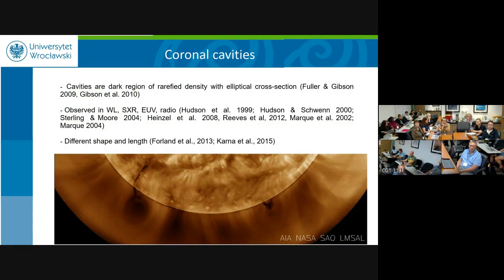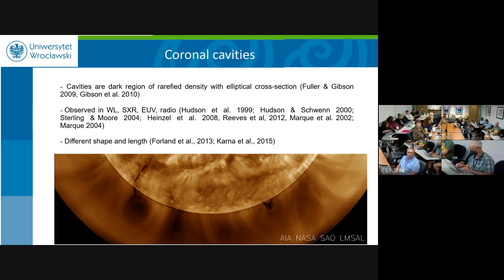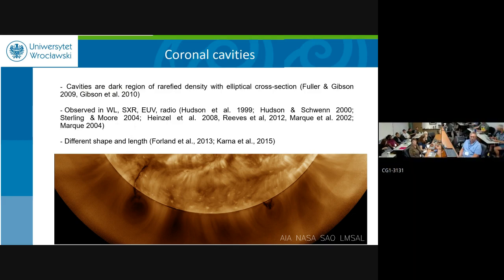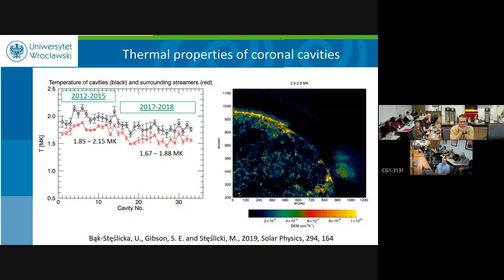Cavities are dark regions of rarefied density with elliptical cross-section. They are observed in a wide wavelength range from the radio to soft X-ray. And you can see a very nice example of the cavities observed by AIA 193 angstrom.